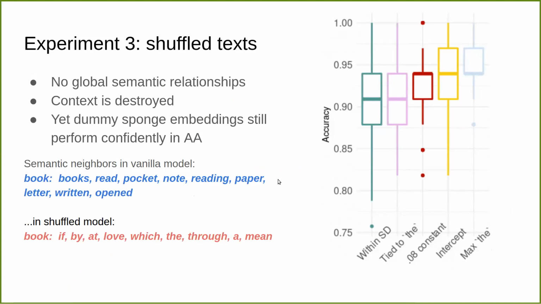However, if you look at the global semantic vectors, if you, for example, compare the neighbors of the word "book," you will see that in a vanilla model, the previously used model, it makes sense, and in the shuffled model, it basically does not. It is just spitting at you the words that occur frequently with this book in the larger context of the text.